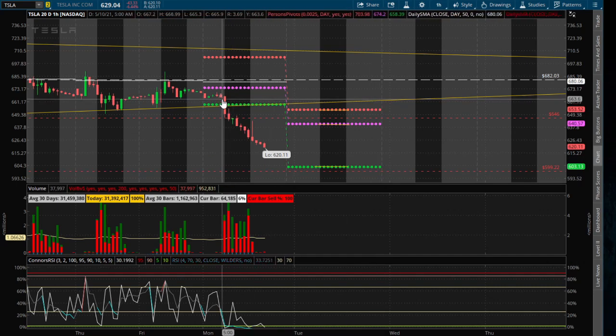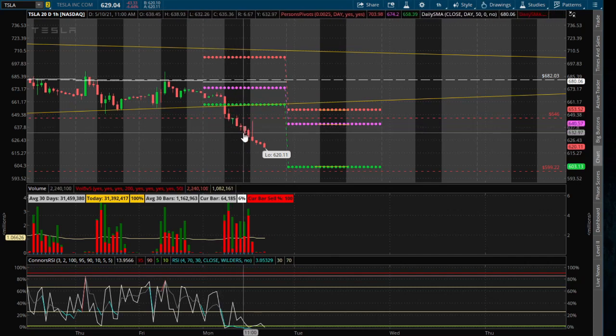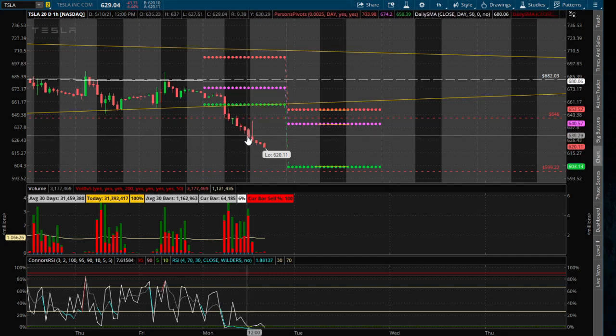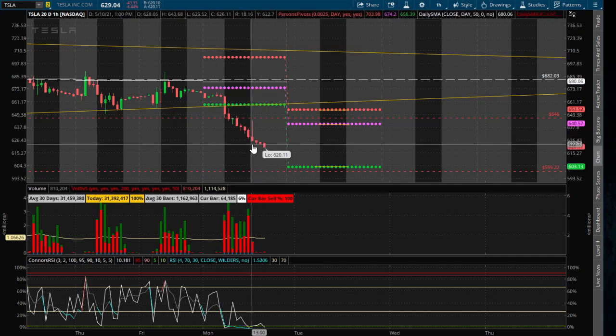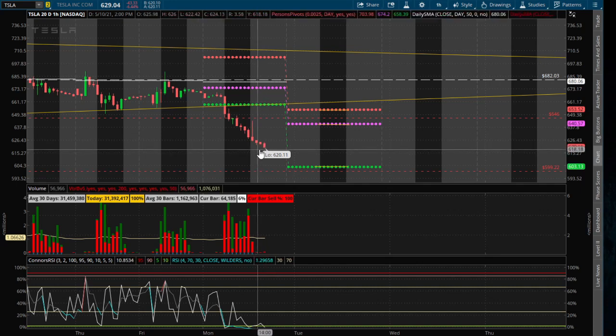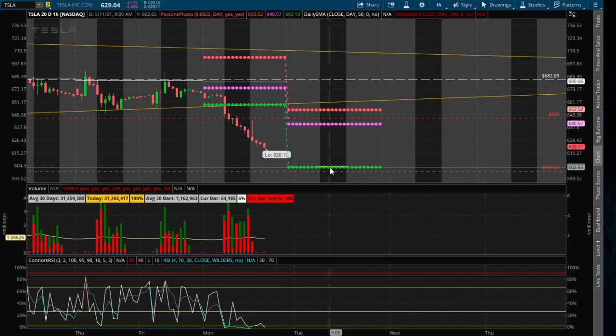Continuing on to the hourly chart. Today it broke through the bottom pivot line here and could not hold 646, and therefore it continued to move down. It ended the day at $629. However, after hours it moved another 9 points down, ending at around 620. Tomorrow Tesla has a range of between 602 all the way to about 654.